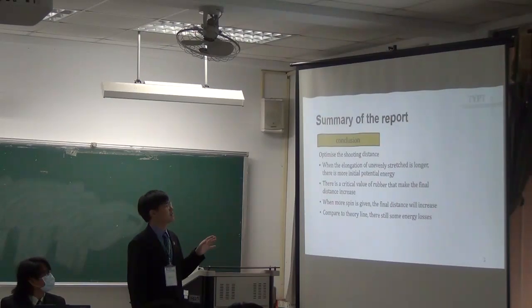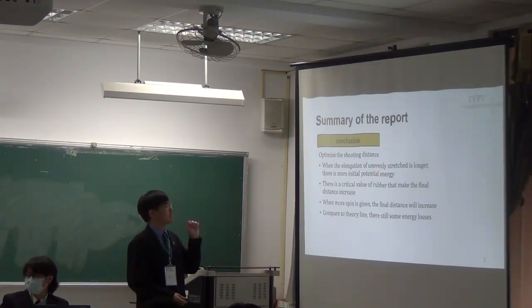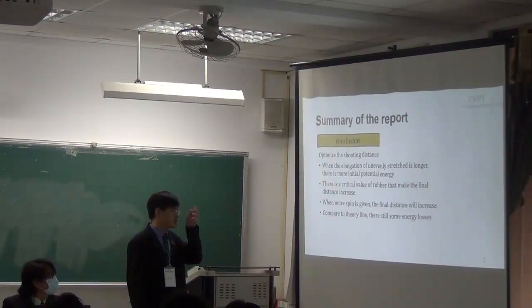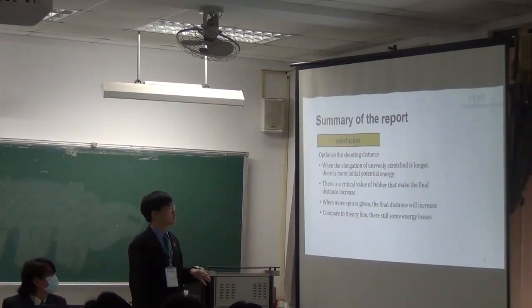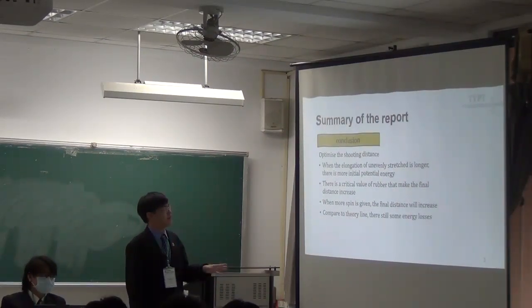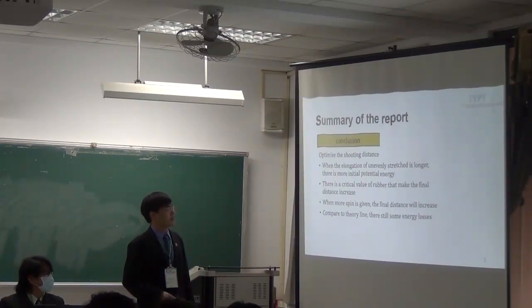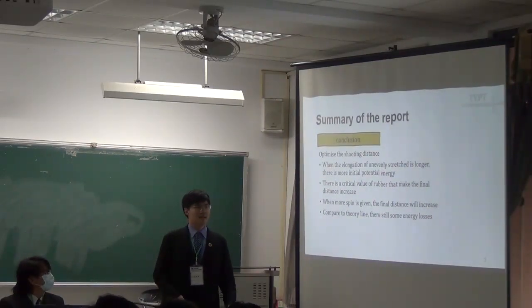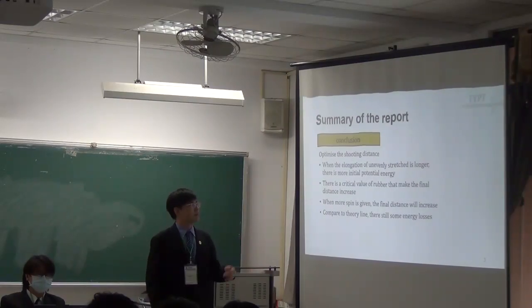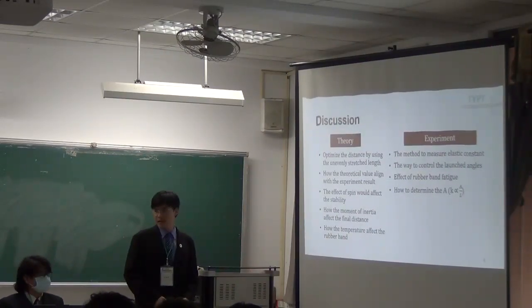When we optimize the shooting distance, when the elongation of the unevenly stretched band is longer, there is more initial potential energy, and there is also a critical value of the rubber band that makes the final distance increase. Also, when more spin is given, the final distance will increase. Compared to the theory line, there are still some energy losses, and they may cause the error. So this is the theory part.